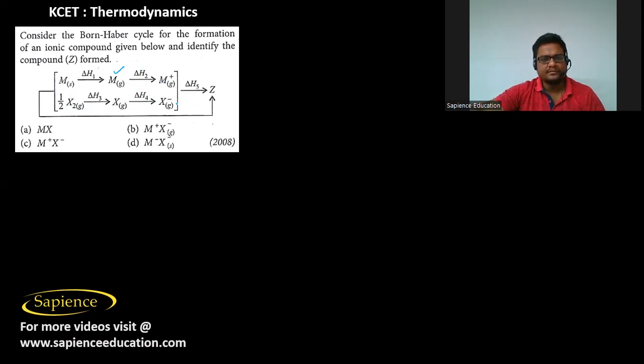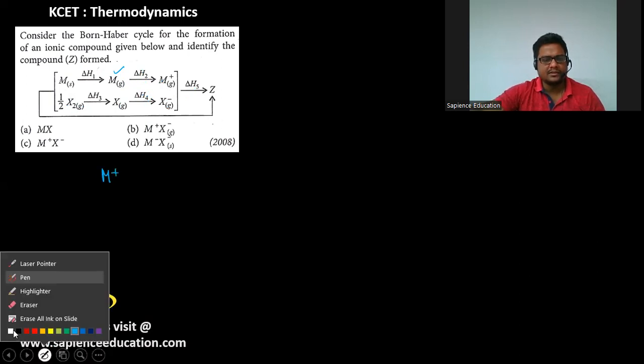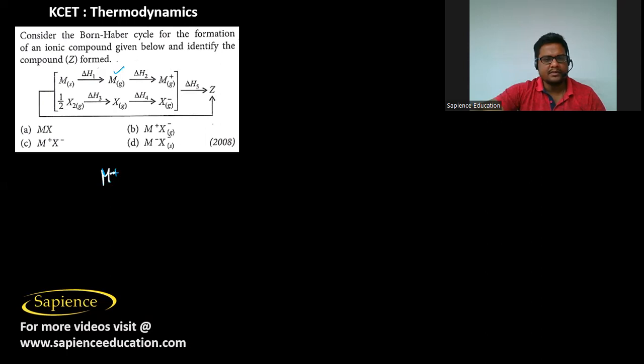Hence we can see that this M plus will react with X minus to form MX. MX is the ionic compound Z which is formed.